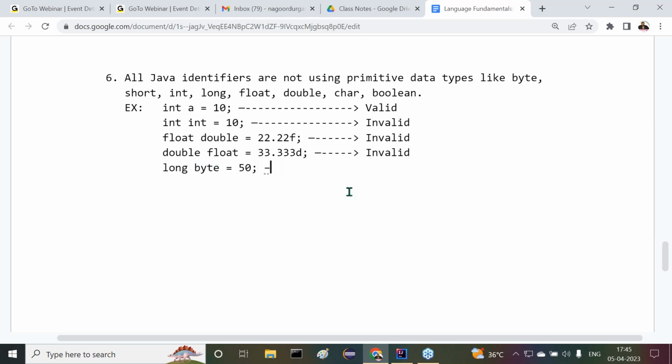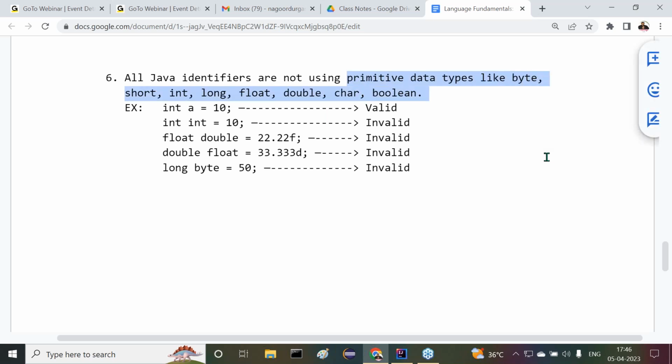Now here, this also will be wrong. Now this also is not possible. This is invalid. Right, sir? Observe carefully. Valid or invalid cases are given here about these data types. Yes, sir. All of you are getting my point or not? So now tell me what exactly is the point we are specifying here. Java identifiers must not use primitive data types like byte, short, int, long, float, double, char, boolean.